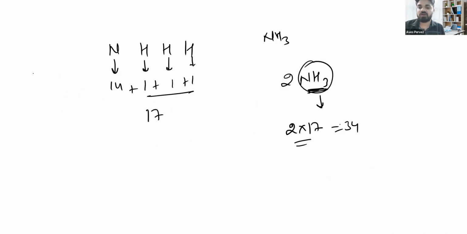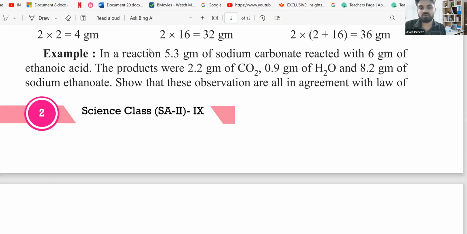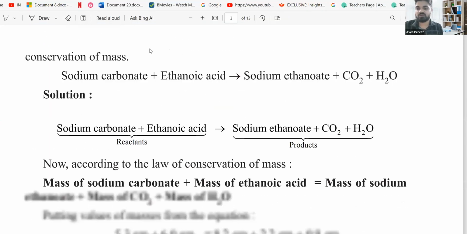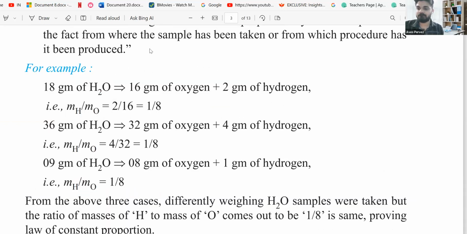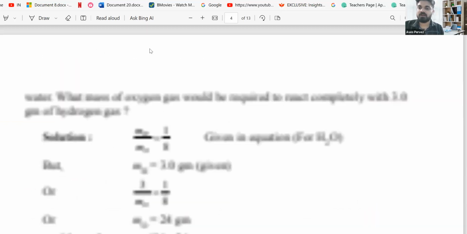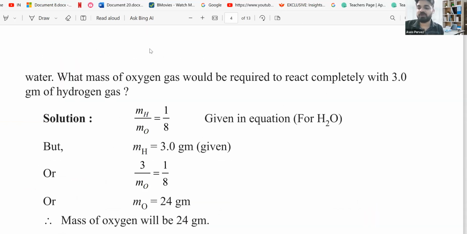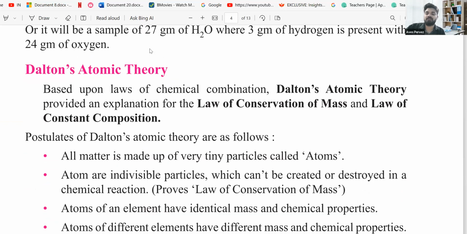Okay. So let's learn the Dalton atomic theory. What does the Dalton atomic theory say to us? Let me explain this one. Now this type of question you will be able to solve easily. I hope so. So what does the Dalton atomic theory say?